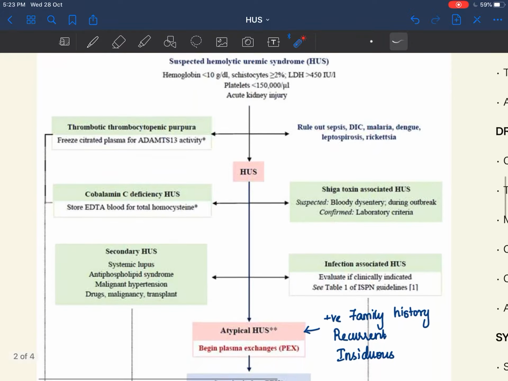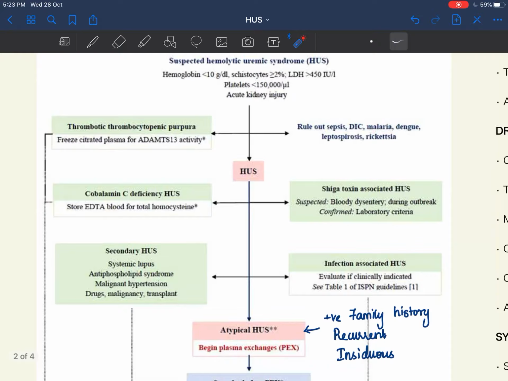So how they have classified HUS is this. Okay, so you have this triad of presentation. So you think of HUS first, and meanwhile you rule out the differential diagnoses that we discussed recently. If TTP is one of the differential diagnoses, store the blood at -20 to -70 degrees Celsius, so that if HUS is inconclusive, at least you can test the blood for ADAMTS13.